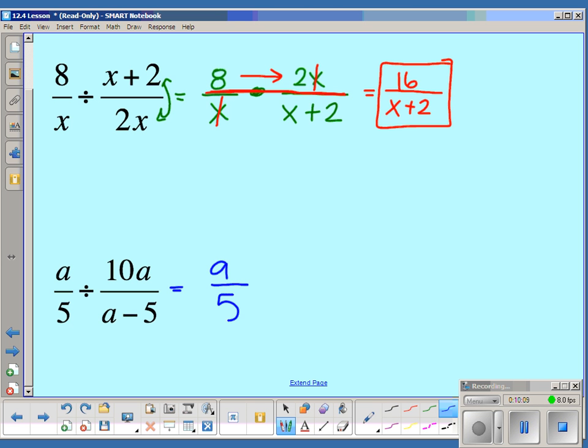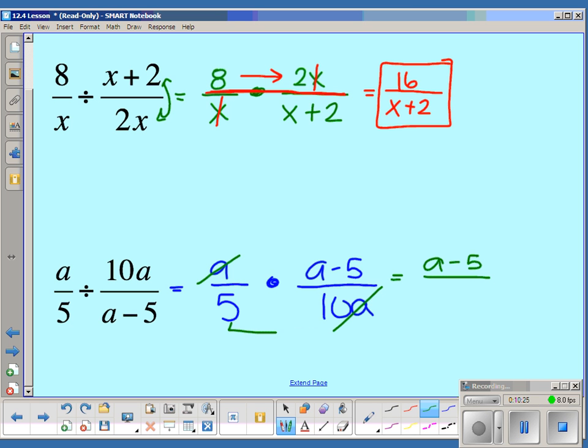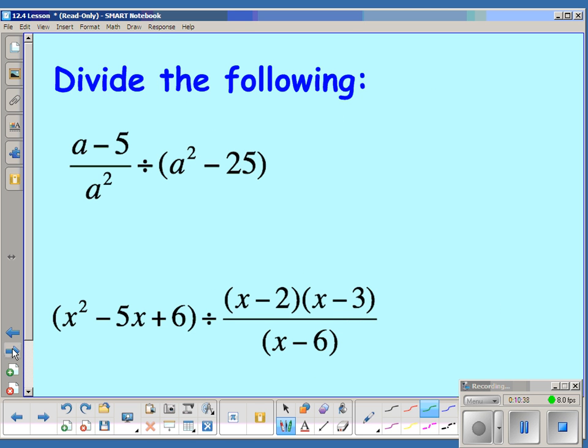So I'm going to keep the first one the same, put my multiplication sign, write a minus 5 on top, 10a on the bottom. And the only thing that's going to cancel again are those a's that are there. So on top, I'm left with a minus 5. On the bottom, I'm left with 5 times 10, which is 50. So we haven't seen that a lot of things are canceling right now. You're going to get into some more examples that can cancel a lot more on your worksheet and stuff, but we're going to keep it simple to start.